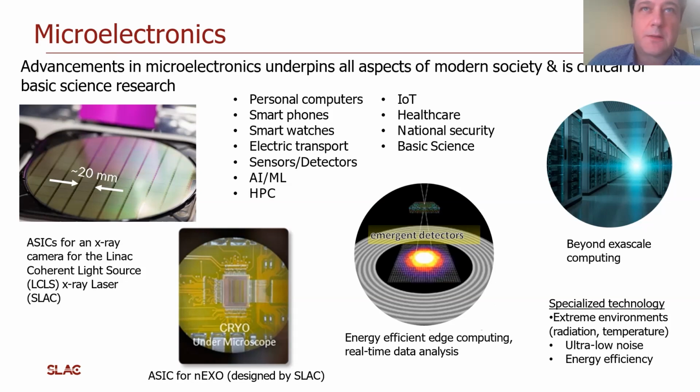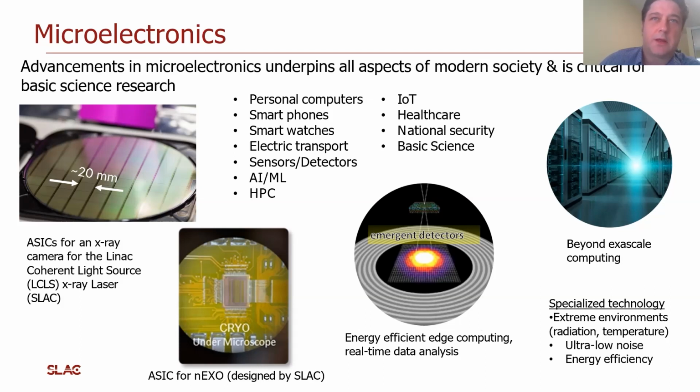Advancements in microelectronics underpin all aspects of modern society and are critical for basic science research. As we have heard from previous speakers, we're all aware of the impact that microelectronic devices such as personal computers, smartphones, and smartwatches have had on our daily lives. In basic science, advancements in microelectronics are critical for energy efficient high-performance computing, as well as the development of specialized technologies for extreme conditions such as high radiation environments or cryogenic temperatures.